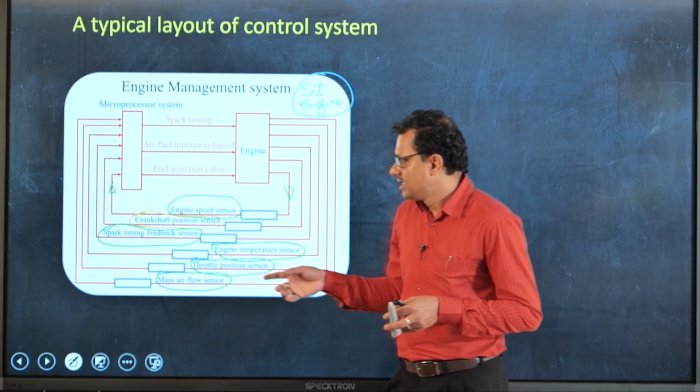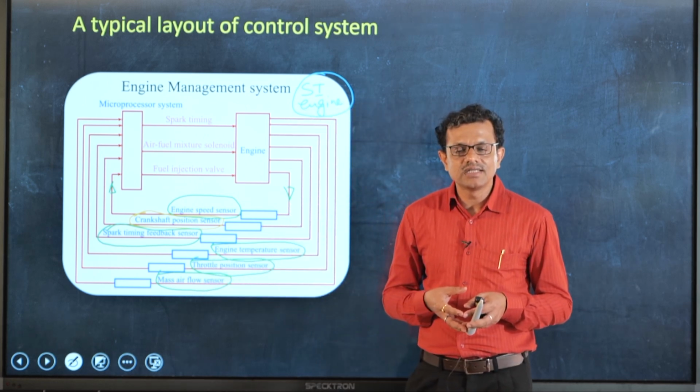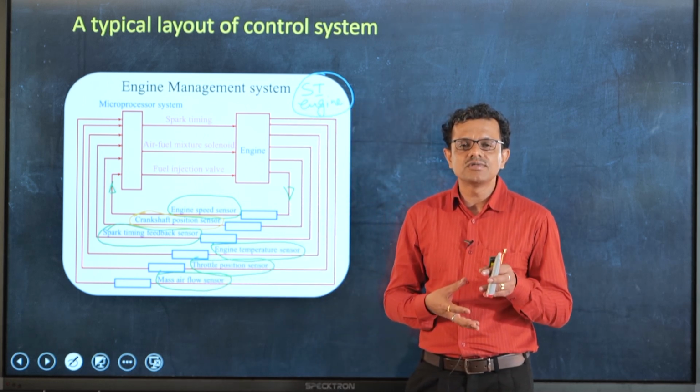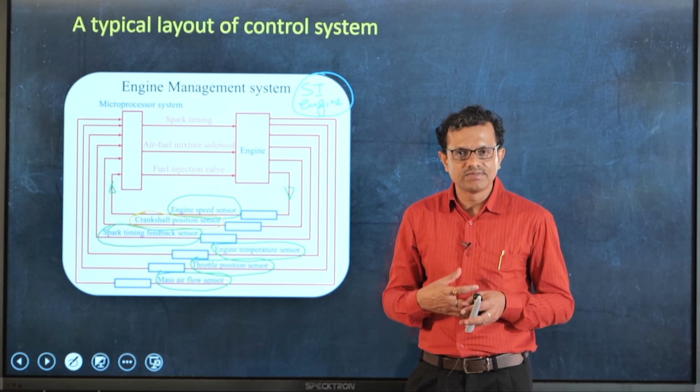the engine. Spark timing feedback sensor is also very important in the context of a spark ignition engine, because that sensor is responsible for giving some information about the spark retardation or spark advancement.